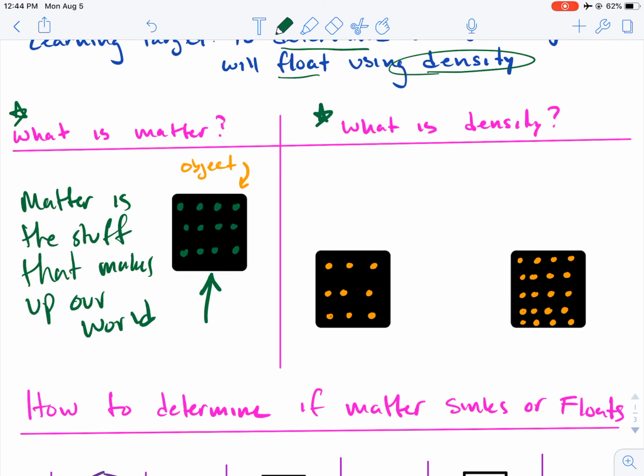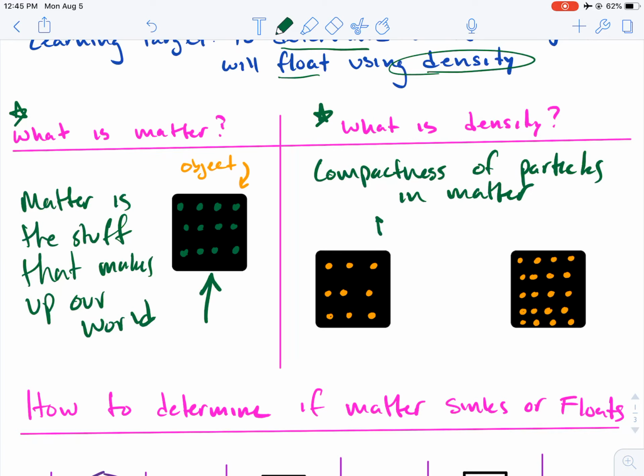So the next thing I want to look at is what is density, and it's applying this idea that matter is made up of particles, and it's just thinking about the compactness of the particles in matter. So if something has a lot more particles for a given space, that's going to be a lot more dense. If it has fewer particles that are less compacted together, it's going to be less dense. And so remember, density equals mass over volume. Mass over volume. That was our equation.